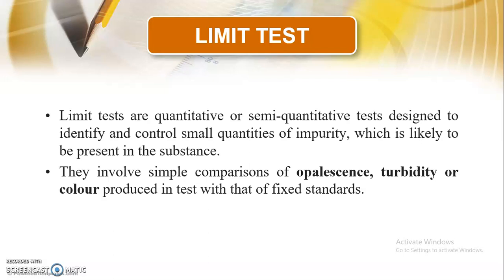In this case, we compare the opalescence, turbidity or color produced in the test with the standard. If the opalescence, turbidity or color is more as compared to the standard sample, then our sample does not pass the limit test. If it is less, then the amount of impurities present in our sample is less, and in that case our sample passes the pharmacopoeial limit test.